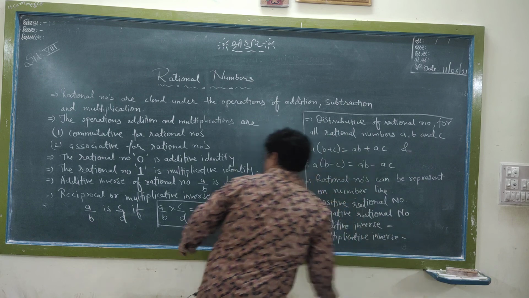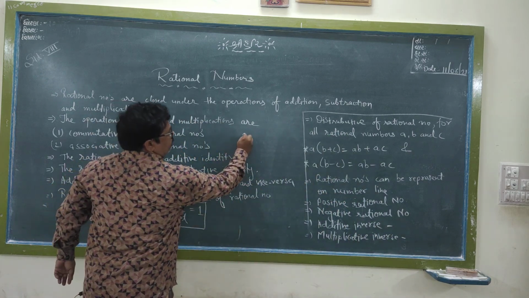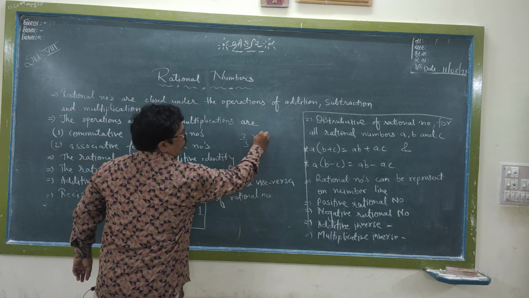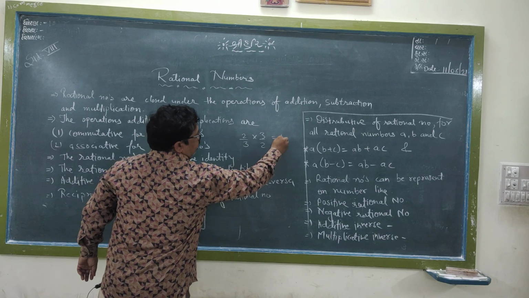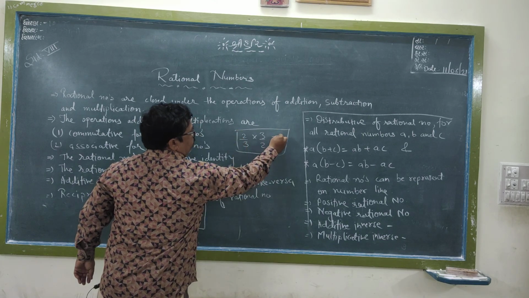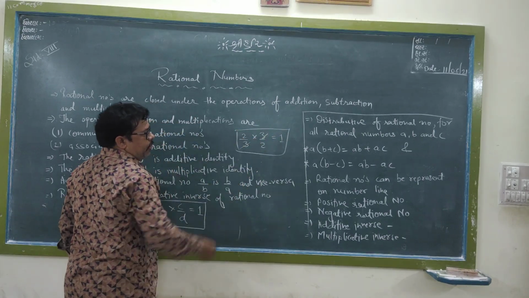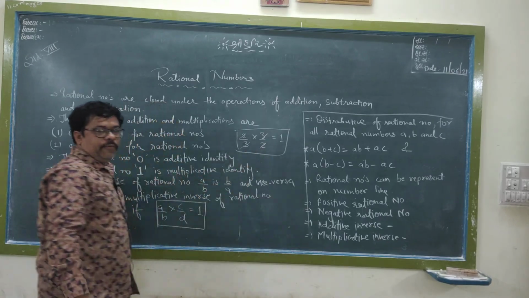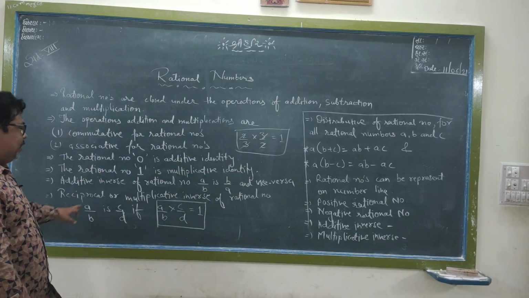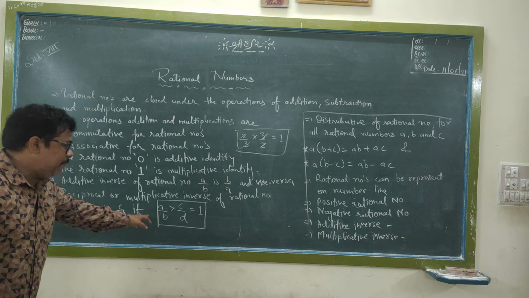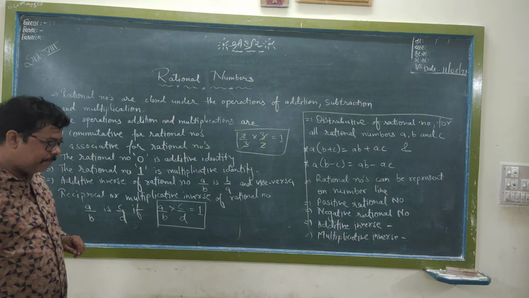For example, suppose it is given 2 upon 3 into 3 upon 2. So it will be 1. Why? 3 cancels with 3, and 2 cancels with 2. What do we get? 1. So that is the reciprocal, or we can say the multiplicative inverse, of a rational number.